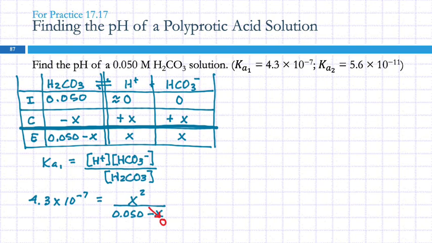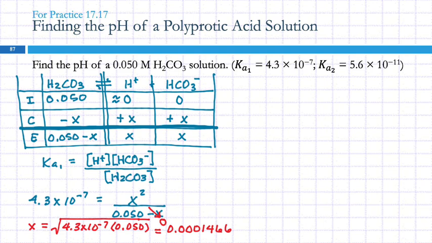And so then rearranging this, X is equal to the square root of 4.3 times 10 to the minus 7 times 0.050. And again, this is only a shortcut for people whose brains work a certain way, and that has nothing to do with how smart you are. It's just how your mind works. And so this is 0.00014666.